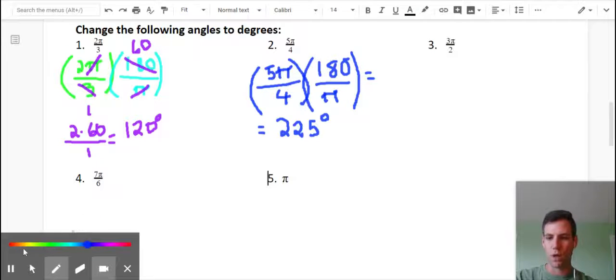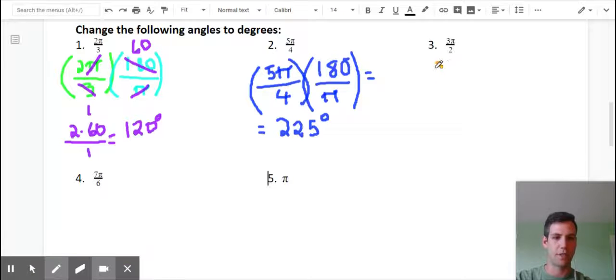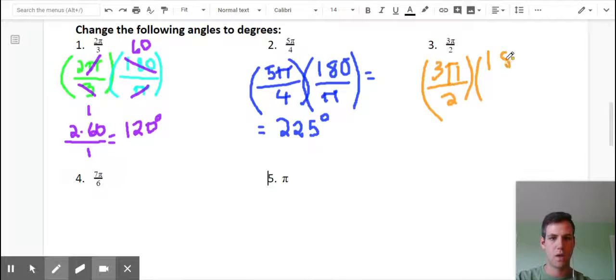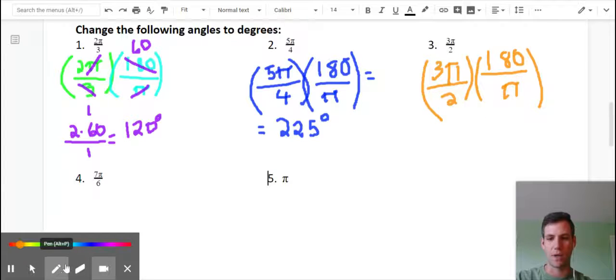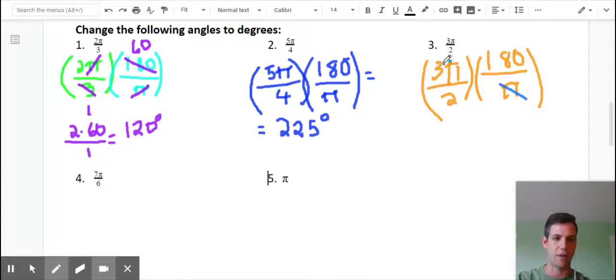So now moving on to example number 3, we have 3 pi over 2. And that is being multiplied by 180 over pi. So some things that will start being easier here is that we can cross out the pi's right away and divide this 2 by 2 and divide the 180 by 2 to get 90. And 90 times 3 is going to equal our answer of 270.